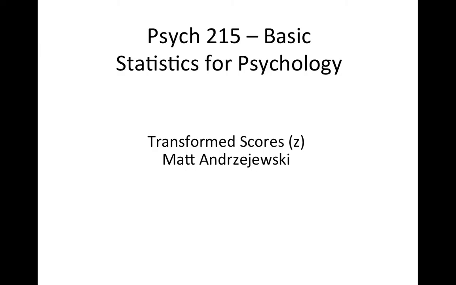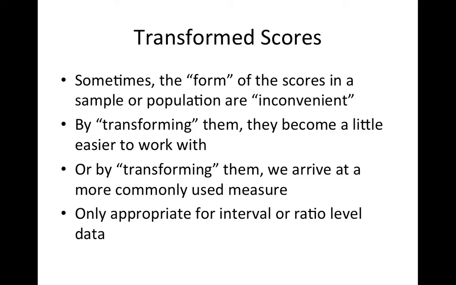Our next unit in Psych 215 is a unit on transform scores, so let's talk a little bit about those. Sometimes the form of the scores in a sample or population are inconvenient. They're ugly, they're messy, they're not really usable, if you will. And by transforming them, they become a little easier to work with. Or by transforming them, we arrive at a more commonly used measure.